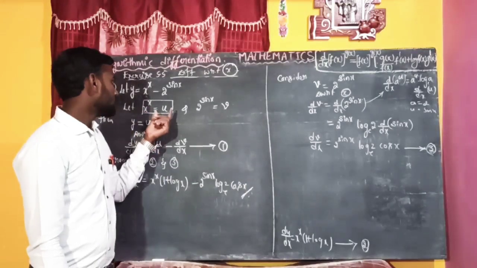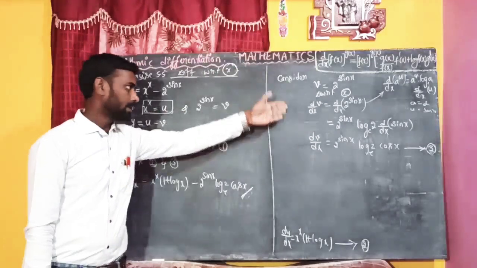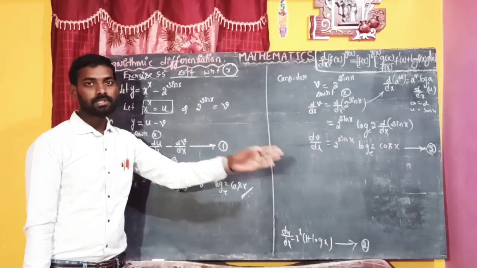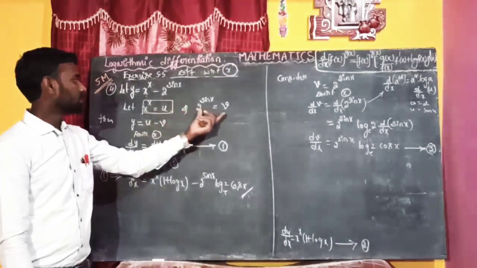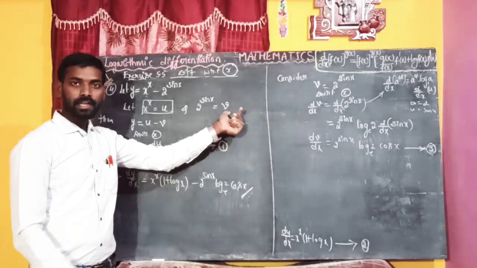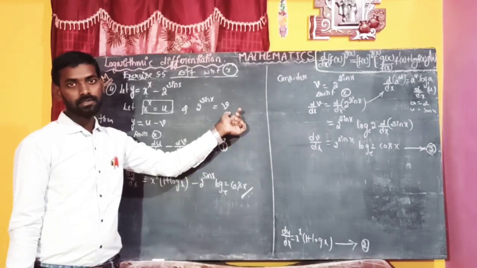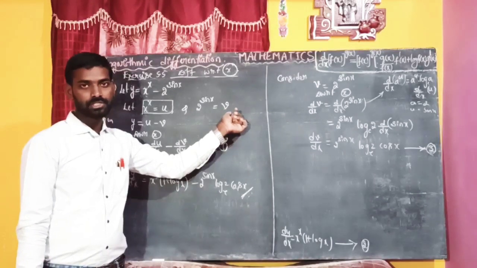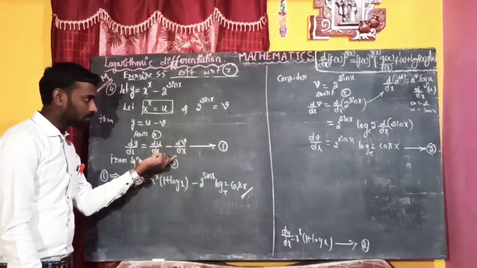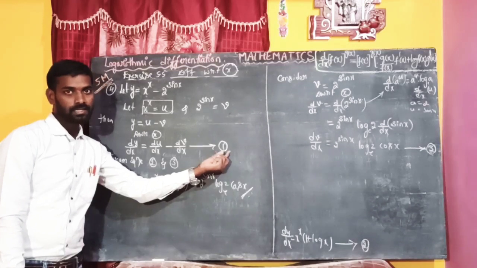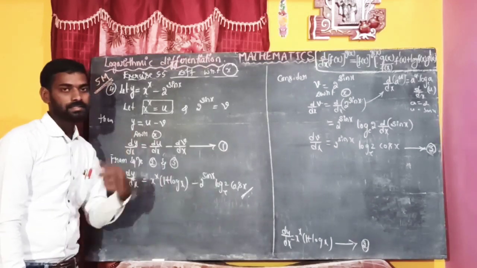Next, find out du by dx, and call that equation as equation number 2. Next, consider v. Again differentiate that one and call that equation as equation number 3, and substitute equation 2 and 3 in the equation number 1. Then you will get the result.